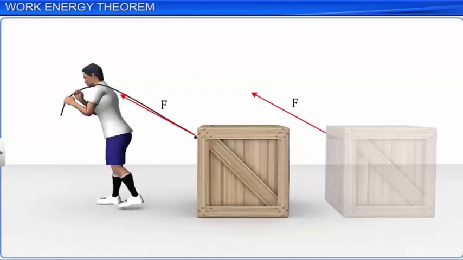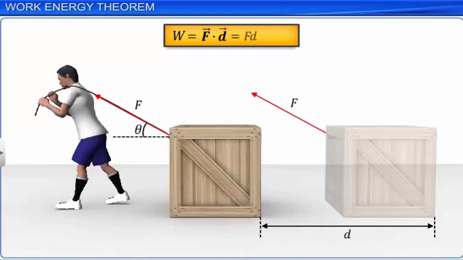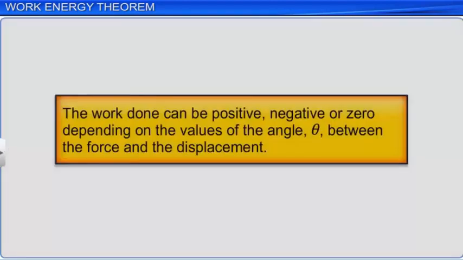using the dot product, we can measure the work done as the dot product of the force and displacement, which is equal to F d cos theta. However, the work done can be positive, negative, or zero depending on the values of the angle between the force and the displacement theta.